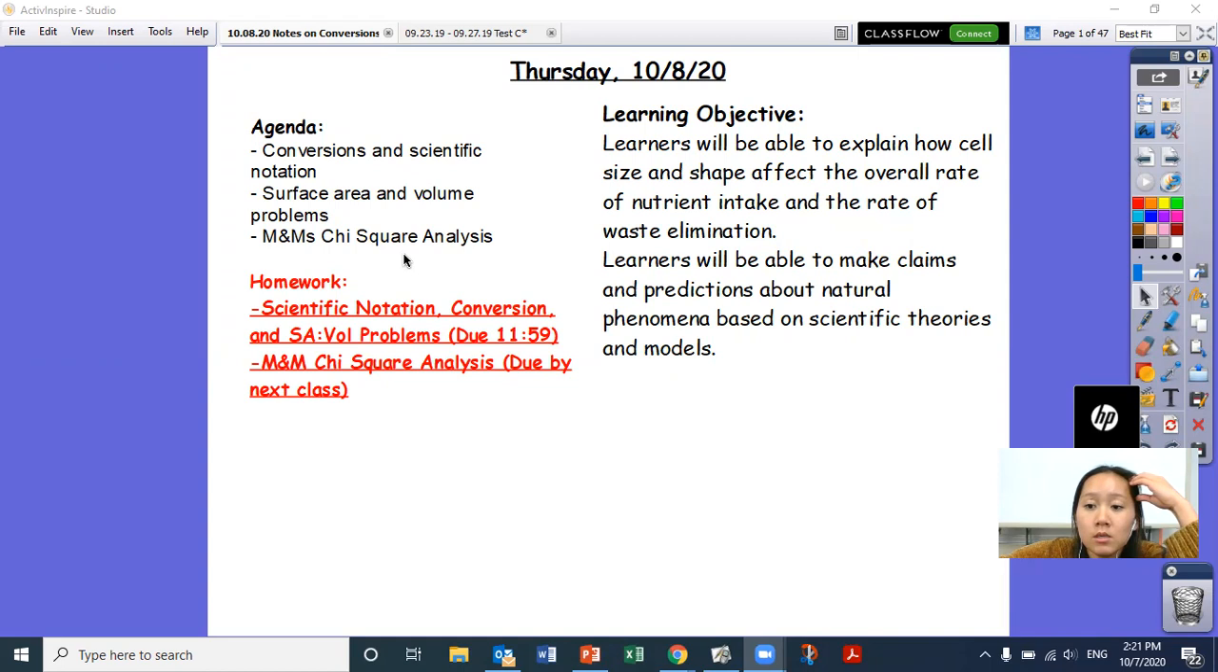And so the learning objective for this next unit, that's going to stay the same for this whole unit, is that learners will be able to explain how cell size and shape affect the overall rate of nutrient intake and the rate of waste elimination. Learners will be able to make claims and predictions about natural phenomena based on scientific theories and models. And this is all relating to how life is sustained, right? Cells can't exceed a certain size, and there's a reason for that. And then we're going to be using data and actual calculations to explain that.